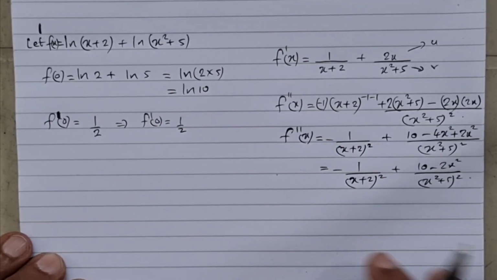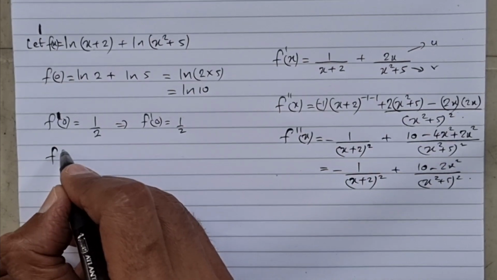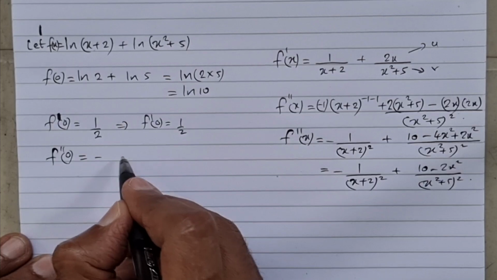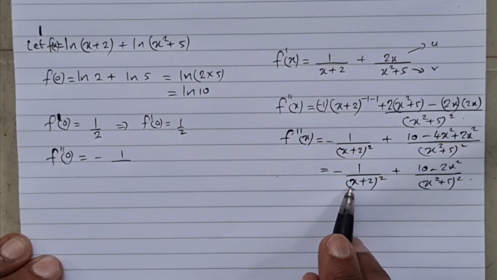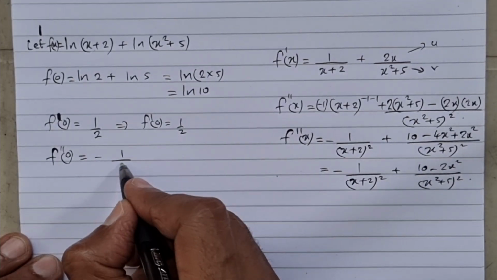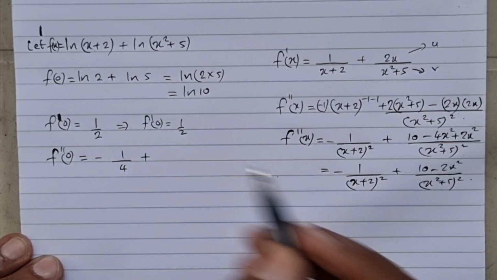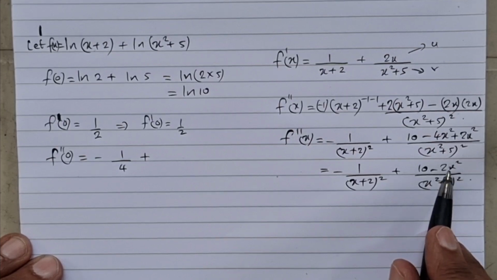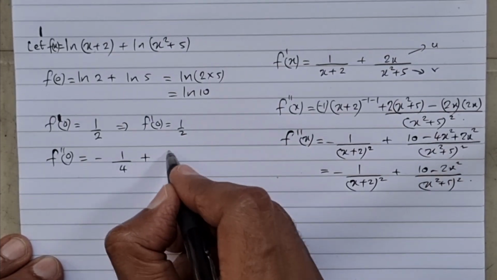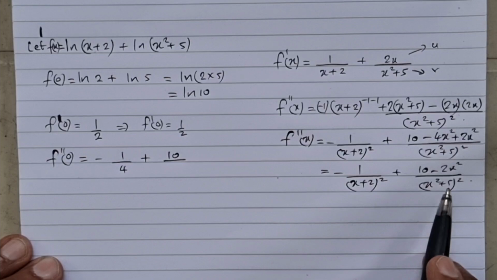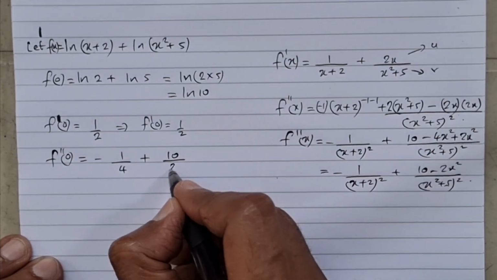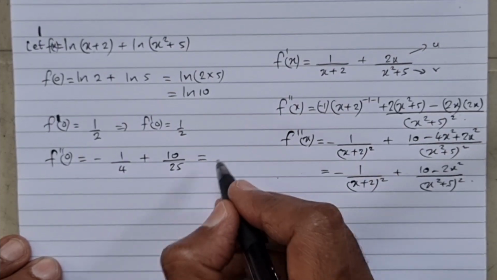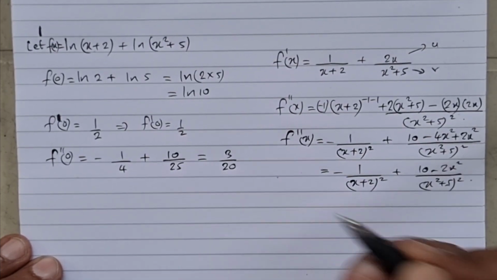So now we're very comfortable with this. We're going to just put 0 in here. So f''(0) is going to be equal to minus 1 over 0 + 2, which is 2, and 2 squared is 4. So negative 1/4 plus, and here 0 times 0 squared is 0, so 10 minus this is 10, divided by 0 + 5, and then 5 squared is 25. So I have 10 over 25 minus 1/4. If you do this on the calculator, you should be able to get 3 over 20.